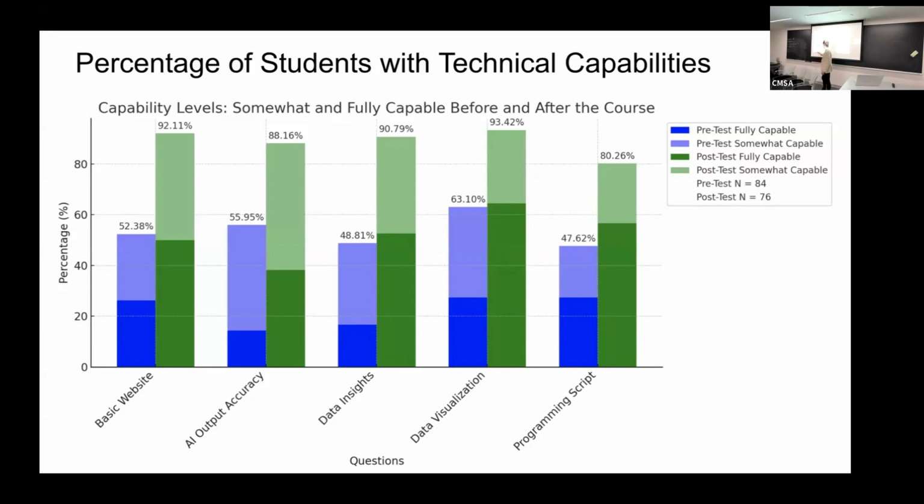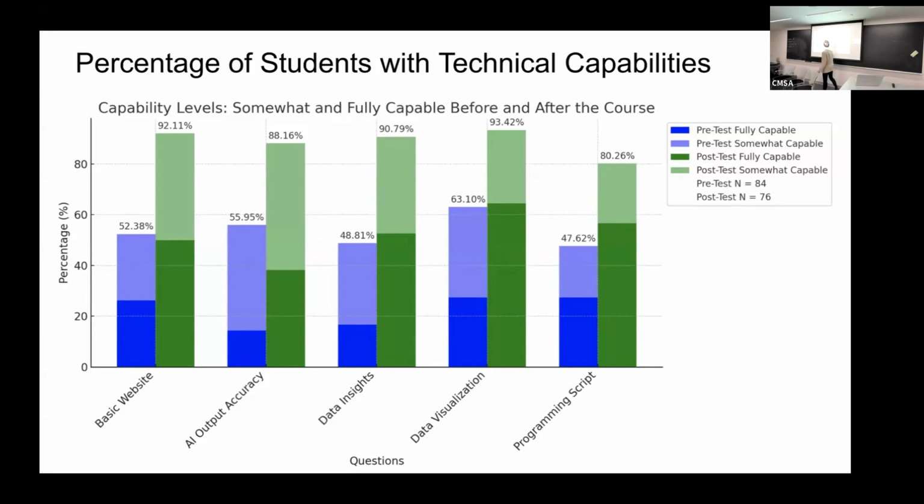Could you assess the output accuracy of AI? Could you take some data and do some statistical analysis, get some insights? Could you create data visualizations? Could you write a short Python script in an hour to do something? I'm going to leave out AI output accuracy because in a way this is not a technical skill, this is a different kind of skill.